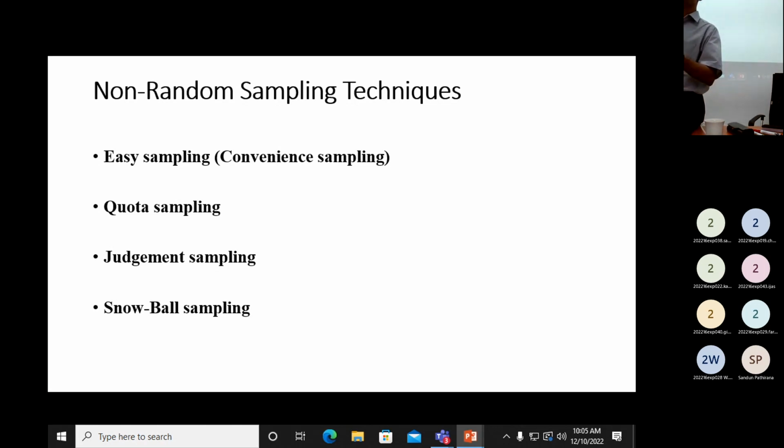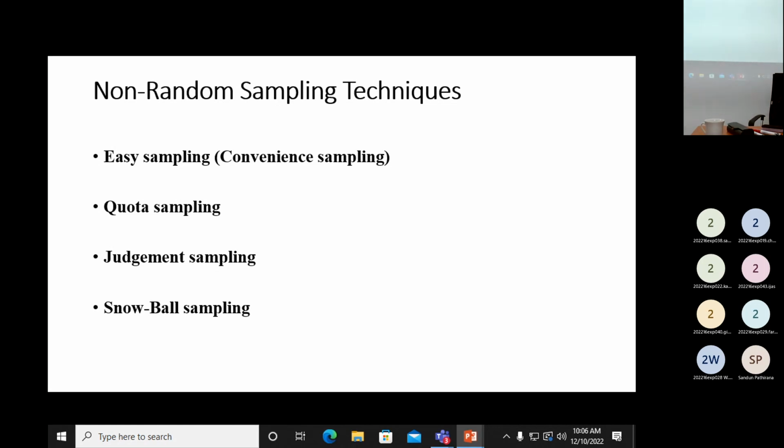Example 2. The customers who are coming first can be selected into the sample. Right, that is convenience. What is the advantage?